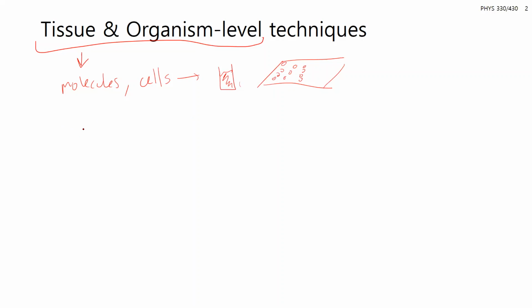But if you have a whole, let's say a mouse, I don't know if I can draw a mouse. That looks like a cat. But if you have a whole organism, you can't just throw an animal into a test tube or a 96 well plate or something like that. So that's why there's a different suite of methods that are applied at those scales.